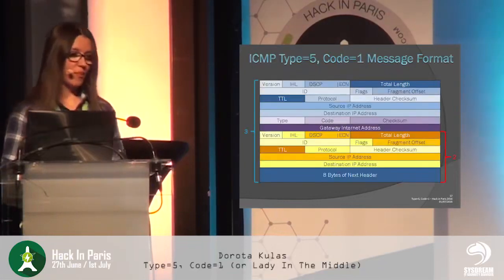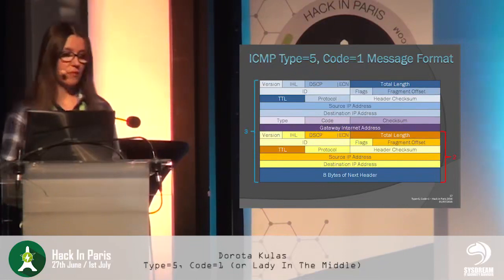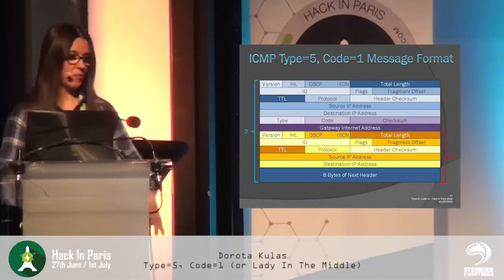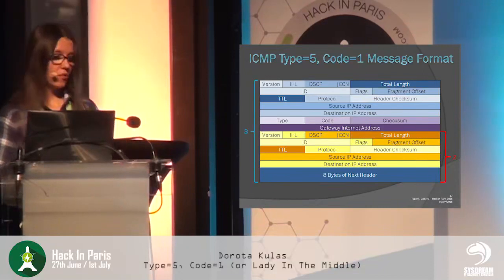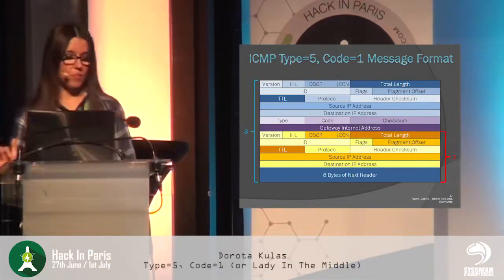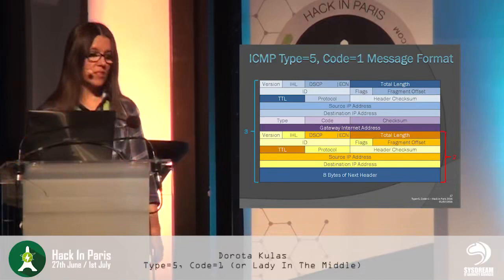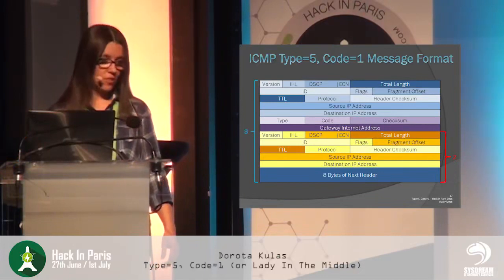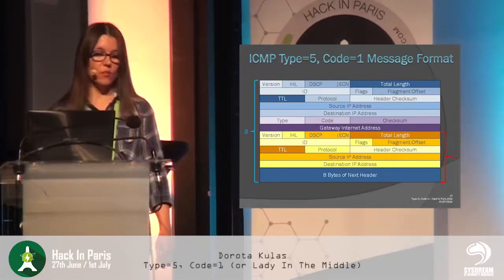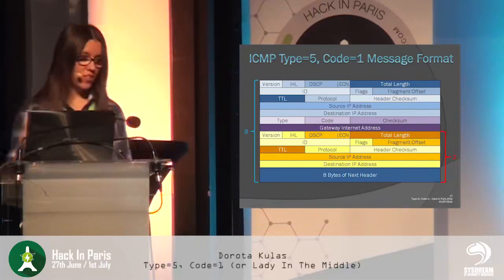So this is the full ICMP Type 5 Code 1 message format, and this is the message, like datagram number 3 in our previous slide. And on the right you can see message 2. So this is a part of the header of the message that would be sent from the user to the server in response to our message number 1.